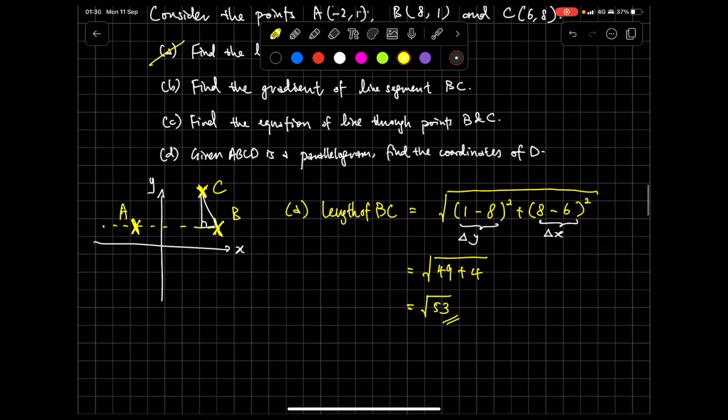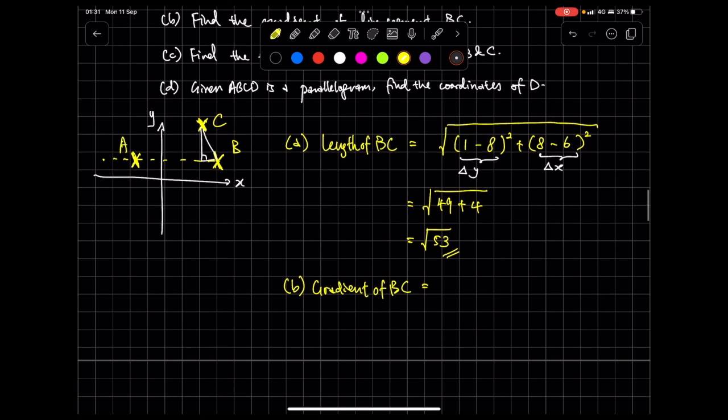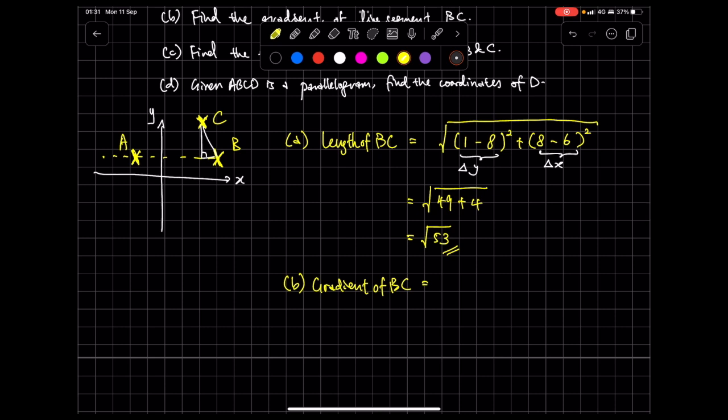Find the gradient of line segment BC. So almost the same kind of difficulty. This one you can just use the formula. Gradient of BC is given as y1 minus y2 over x1 minus x2. Now remember, y1 and x1 must come from the same point, y2 and x2 must come from the same point. So I'm going to erase and put brackets. This is what I usually do in exam.